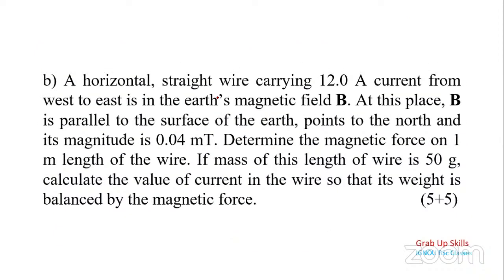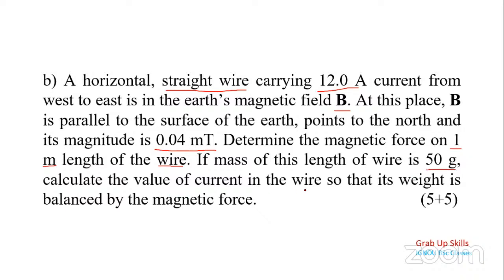Next question. A horizontal straight wire carrying 12 ampere current from west to east is in the Earth's magnetic field B. At this place B is parallel to the surface of the Earth, points to the north, and its magnitude is 0.04 milli T. Determine the magnetic force on 1 meter length of the wire. And what is the mass they have given? 50 grams.